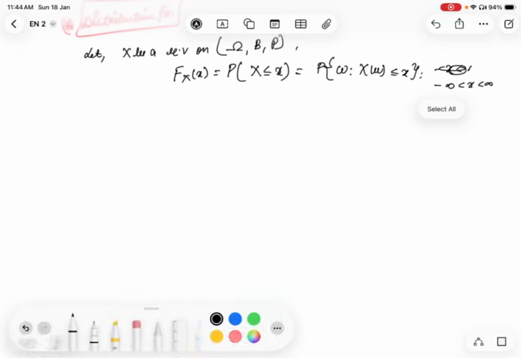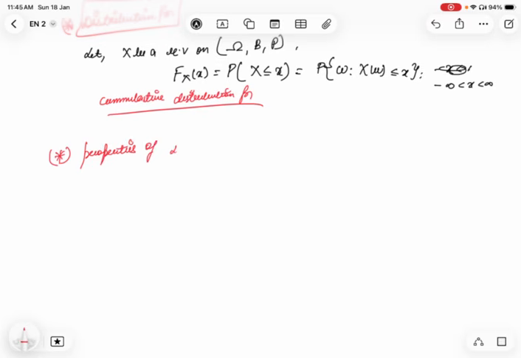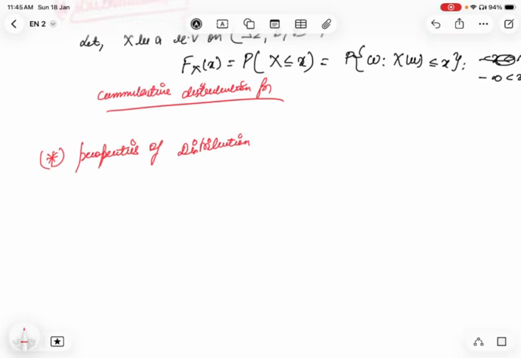It is also known as the cumulative distribution function. Now, properties of the distribution function.